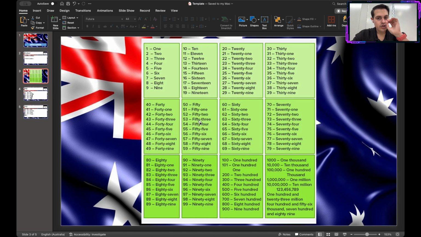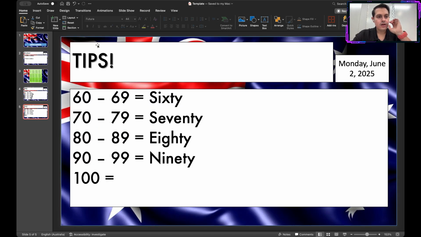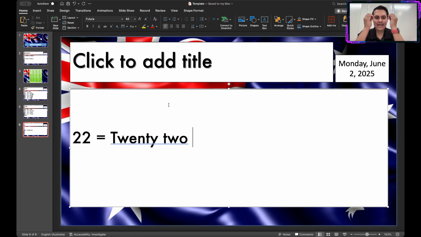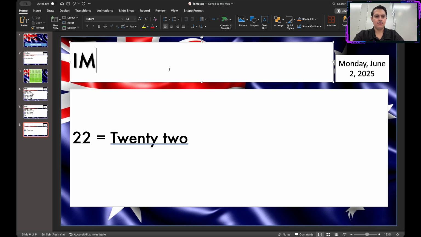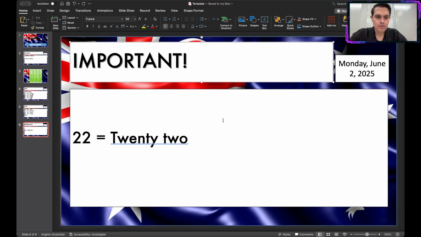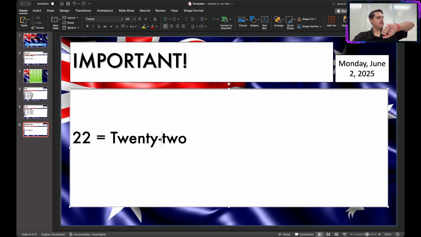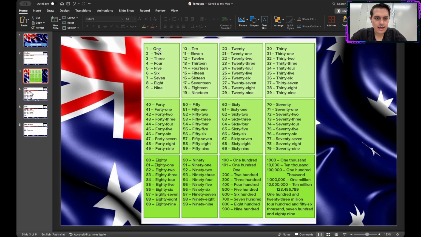I just want to make sure you understand that when you write a number, for example, like this, if you do 22, look, it's incorrect. Why is that incorrect? You have to remember, because it's very important that you need this dash here, okay? We need it.